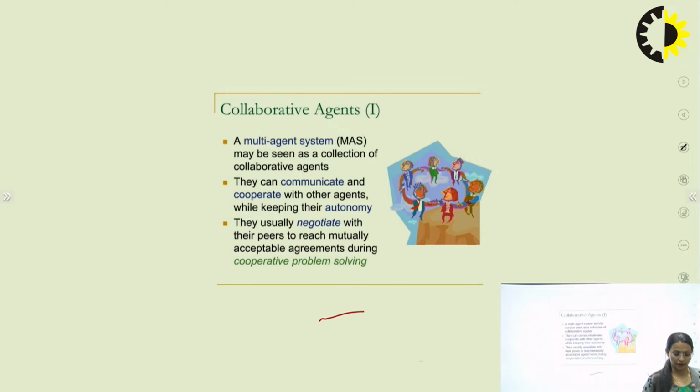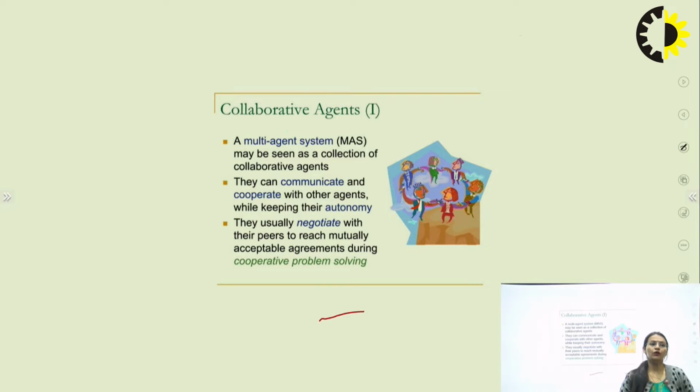Autonomy is basically that they will work on their own, because each agent is assigned its individual work, and their target is to achieve that particular goal. But since they are in a collaboration, they need to work mutually toward the target as well, and in the collaborative work they need to keep their autonomy.